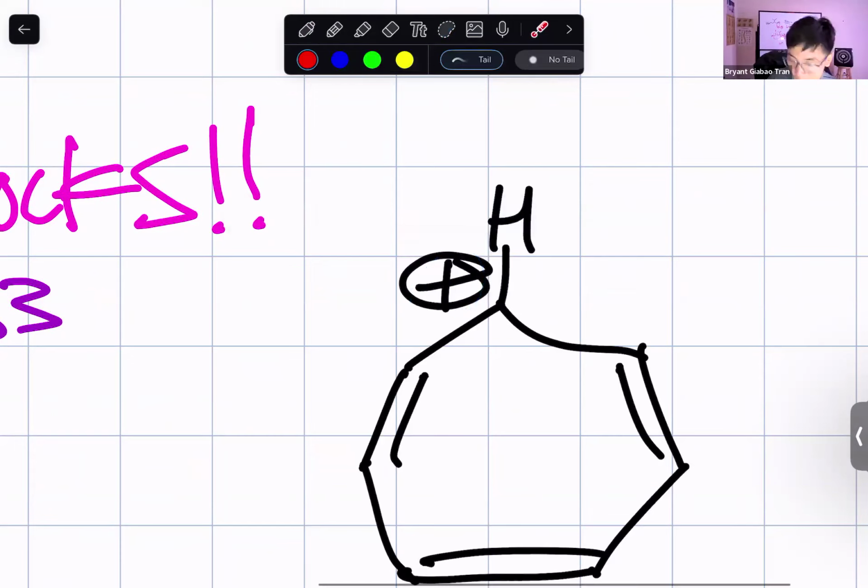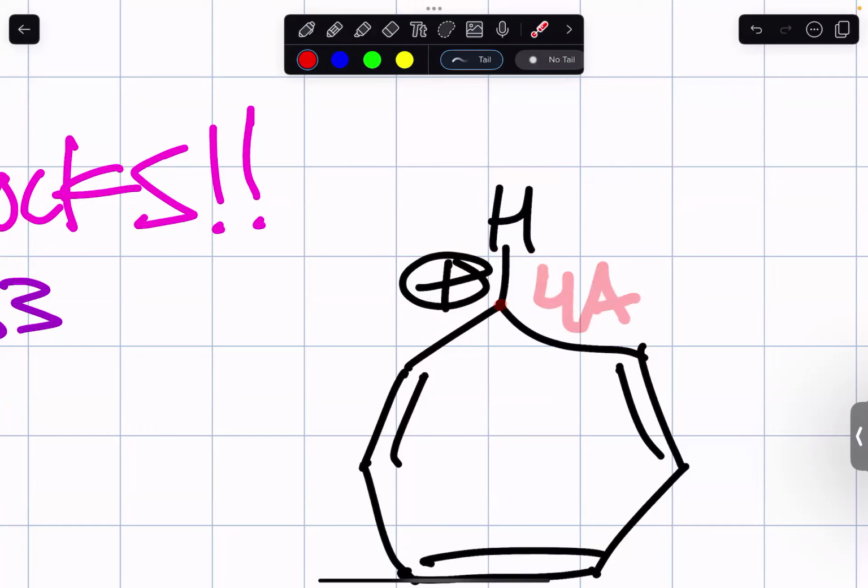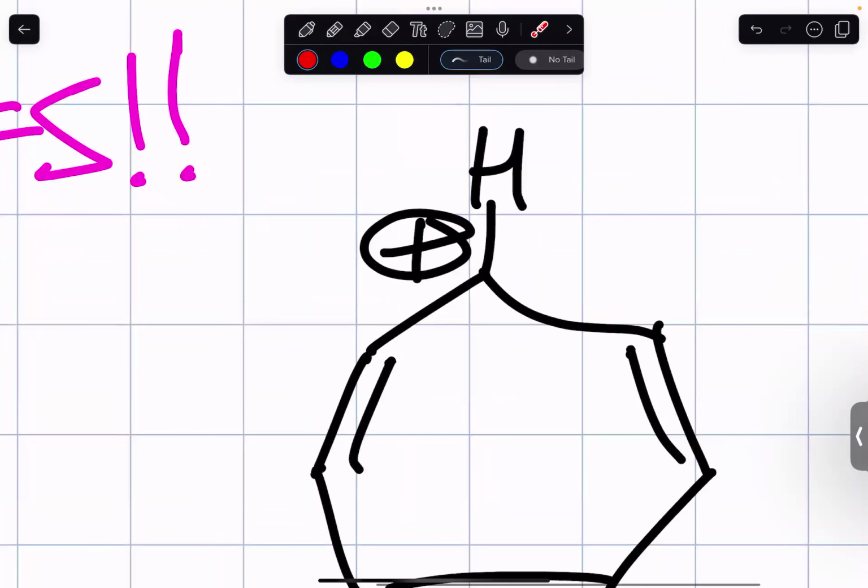So it has no pairs of electrons here because you'll learn that carbon is in the fourth main group on the periodic table. Hydrogen is the first element, it's in the first group. So hydrogen can only connect to one thing.